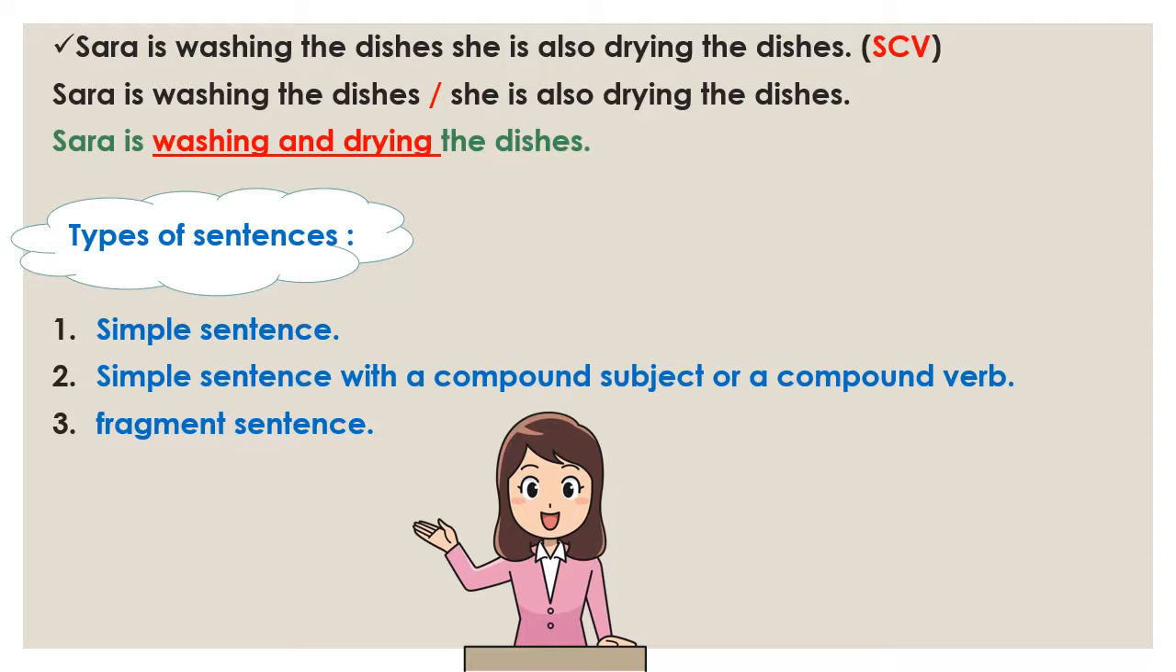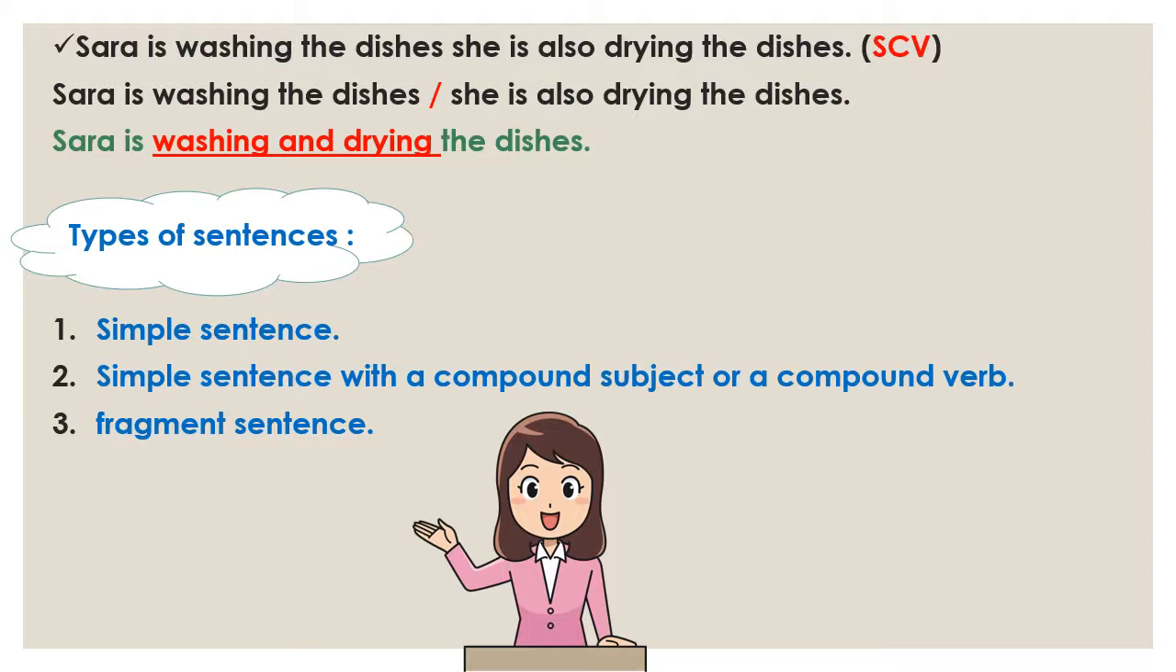And then fragment sentence. So how many types of sentence did we explain? Three. Simple sentence without anything, and then simple sentence with a compound subject or a compound verb, which was the second one, and then the fragment sentence.